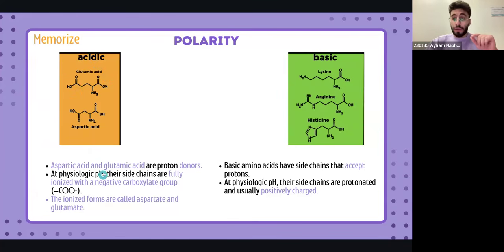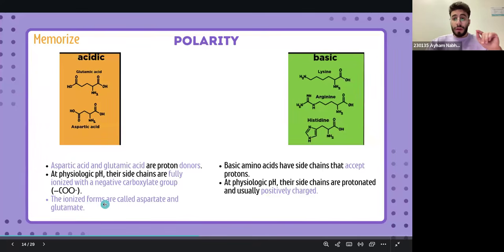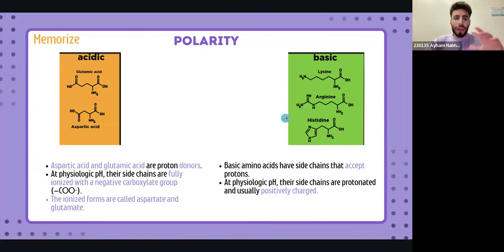So at the physiologic pH, the pH of 7, the side chains are going to be fully ionized, with a negative carboxylate group and a positive amine group. As we said, the fully ionized amino acids are called aspartate and glutamate. Otherwise, they are not going to contain a negative carboxylate group. They're going to contain a neutral carboxyl group, which binds with a proton, which is H, or a hydrogen atom.